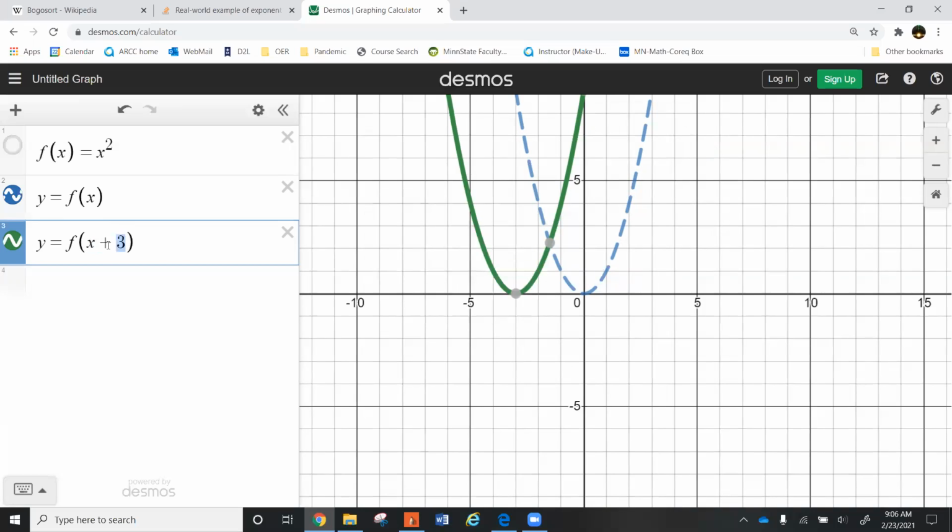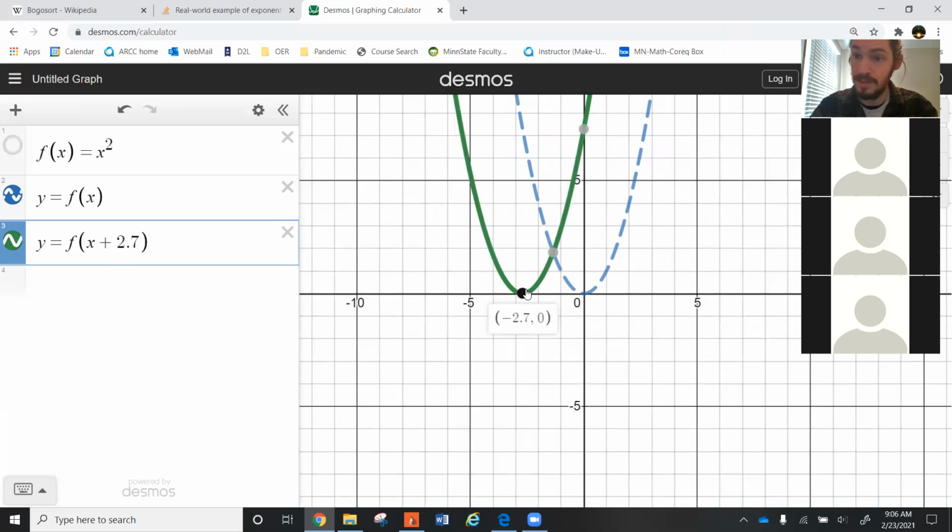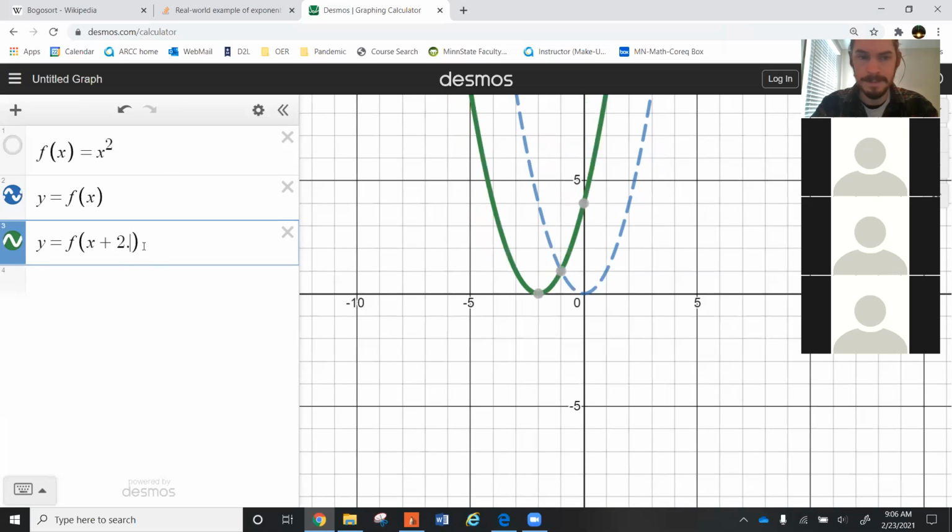So that's why whatever you do to x, if you add 3, it actually shifts left, sort of does the opposite on the graph. Does that kind of make sense, this idea of shifting left and right? If I add 2, it only shifts 2 units. I can add 2.7 and shift it 2.7 units to the left, right? Here we are shifted 2.7 units to the left, okay? If I add 0, then it doesn't go anywhere. It just shifts 0 units left or right. Does that make sense?